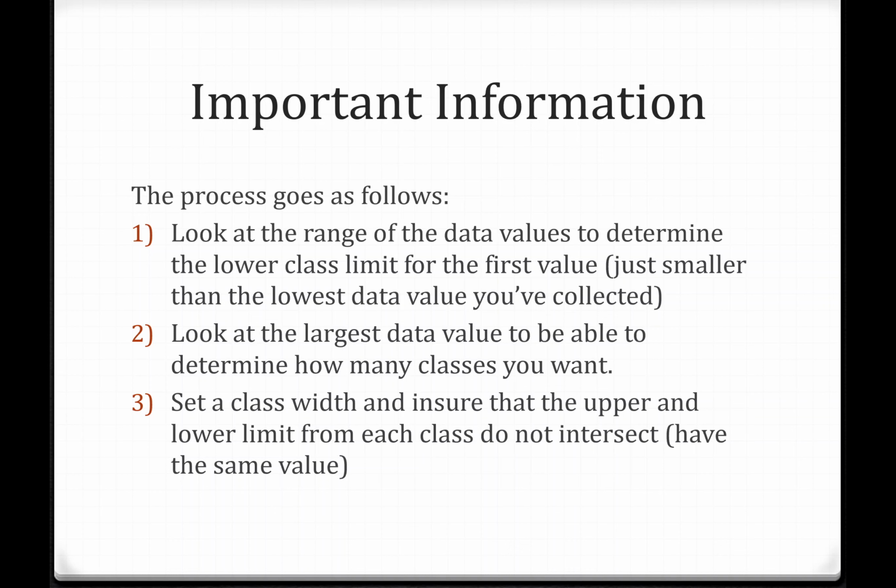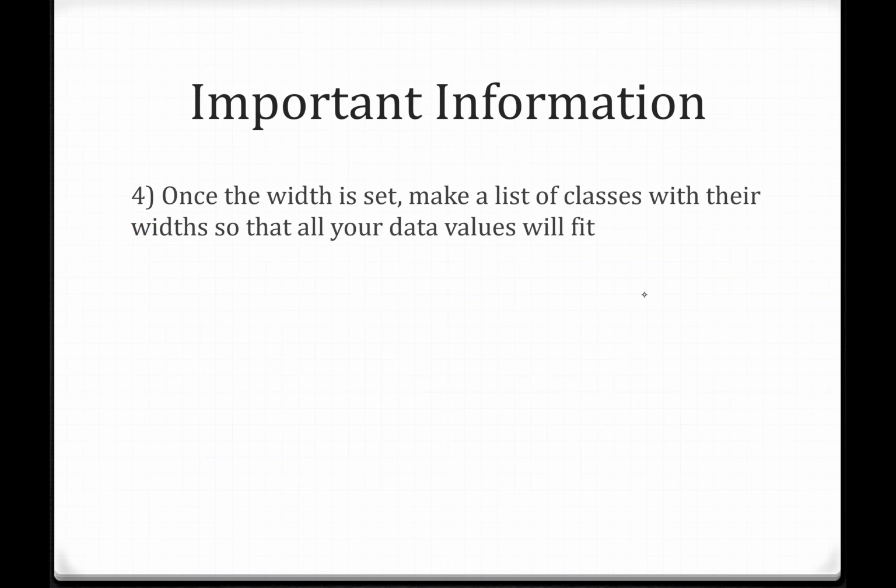You wouldn't want to do 2 though, because that would be too little, and 3 would also probably be too little. Set the width to ensure that the upper and lower limit for each class do not intersect, meaning, for instance, if 5 is the upper limit for one class, you don't start on 5 for the next one. You start at 5.01 or something like that, so that they don't overlap. And then once you've made the width, make a list of classes with their widths so that all your data will fit.